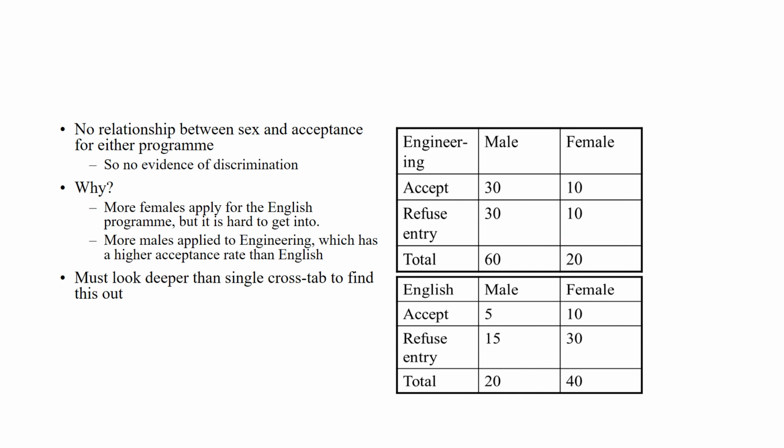So if we look here, there is no relationship between sex and acceptance for either program, so no evidence of discrimination. Why? More females apply for the English program, but it is hard to get into. More males apply to engineering, which has a higher acceptance rate than English. So you're going to need to look deeper than the single cross tab to find this out. In the table to the right, you can see the engineers, males and females, acceptance, refusal, and so on. So you need to look deeper into this to find out what is actually happening.